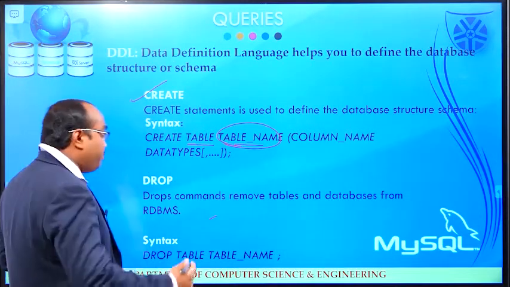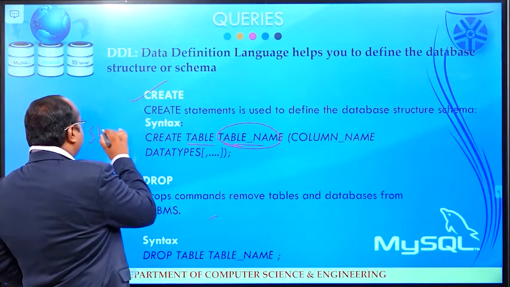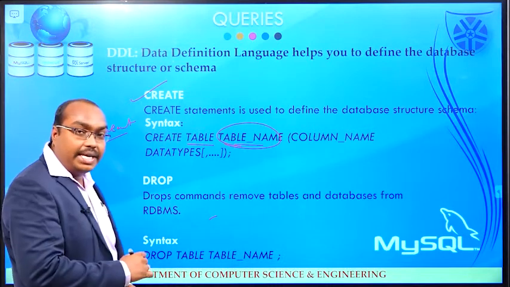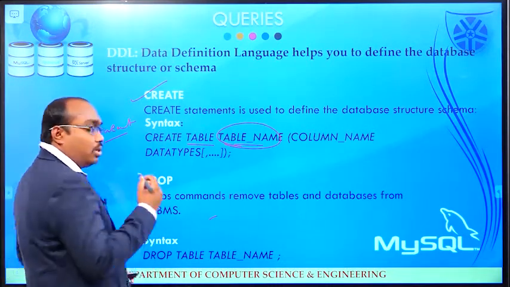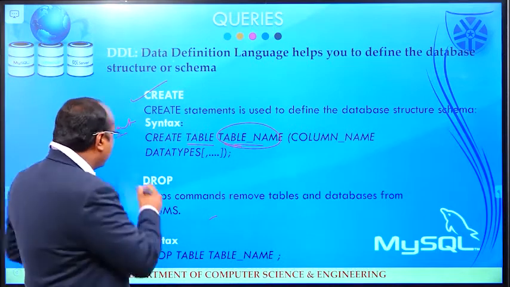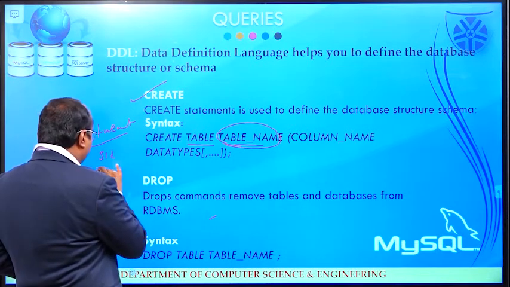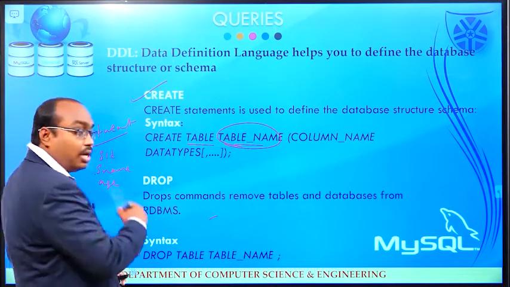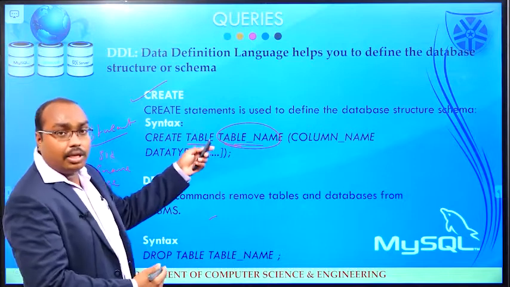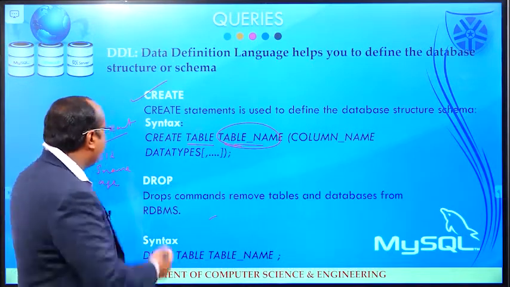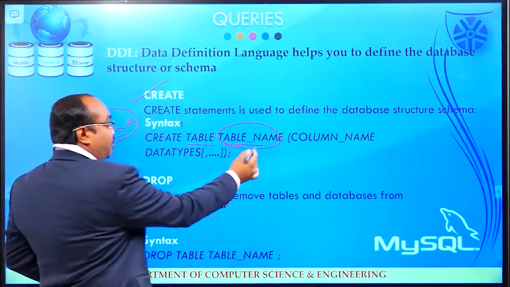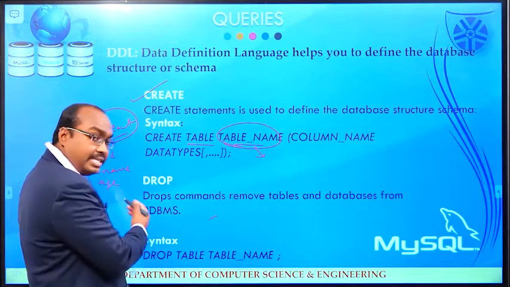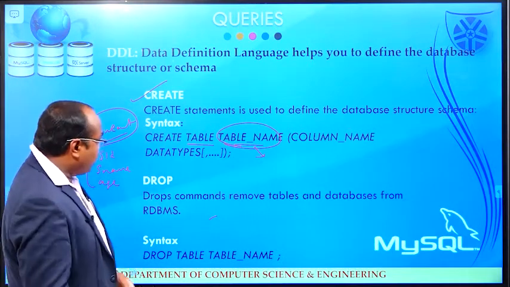For example, I am creating a student data table. Here in the student table, we take a few columns like student ID, student name, and student age. So these are the columns we use in that particular table. Student is the table name, and these are the columns of the table: SID, SNAME, age. And the next one, drop.